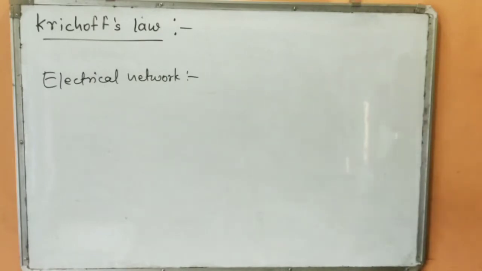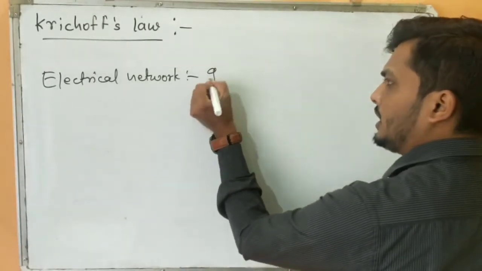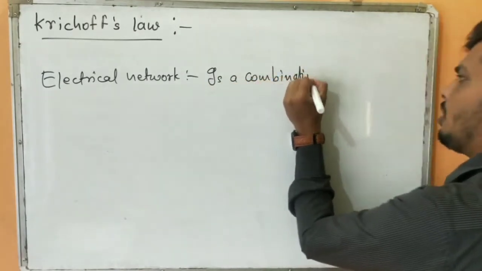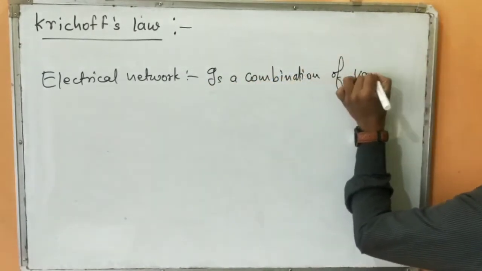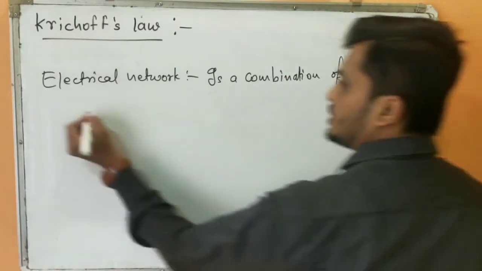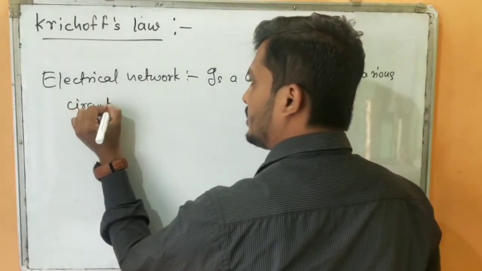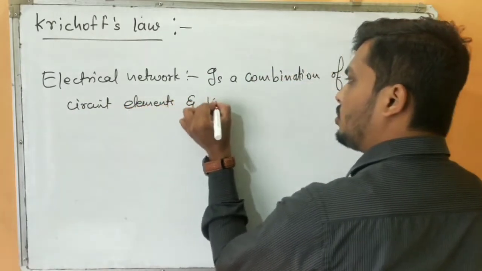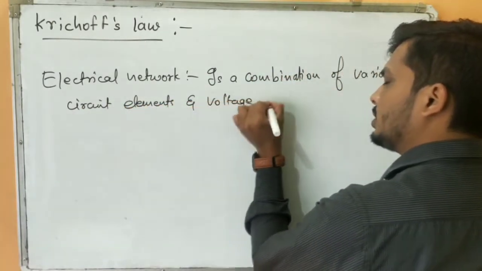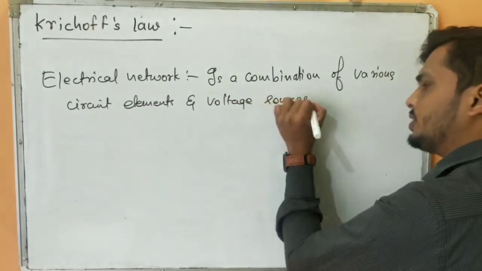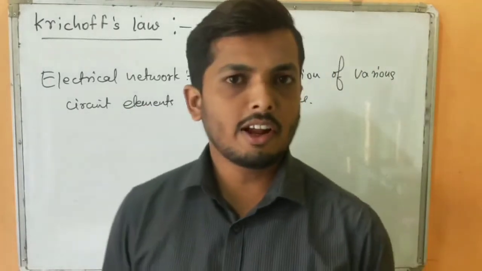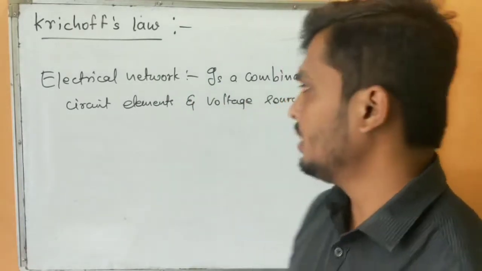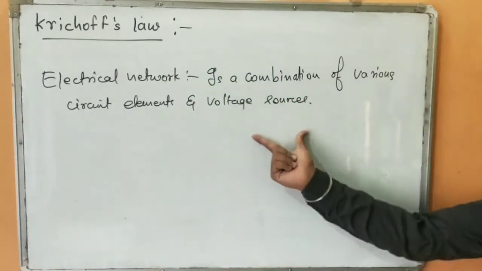So an electrical network is a combination of various circuit elements and voltage sources. First thing you should know is what electrical networks are. Electrical networks are the combination of various circuit elements and voltage sources.